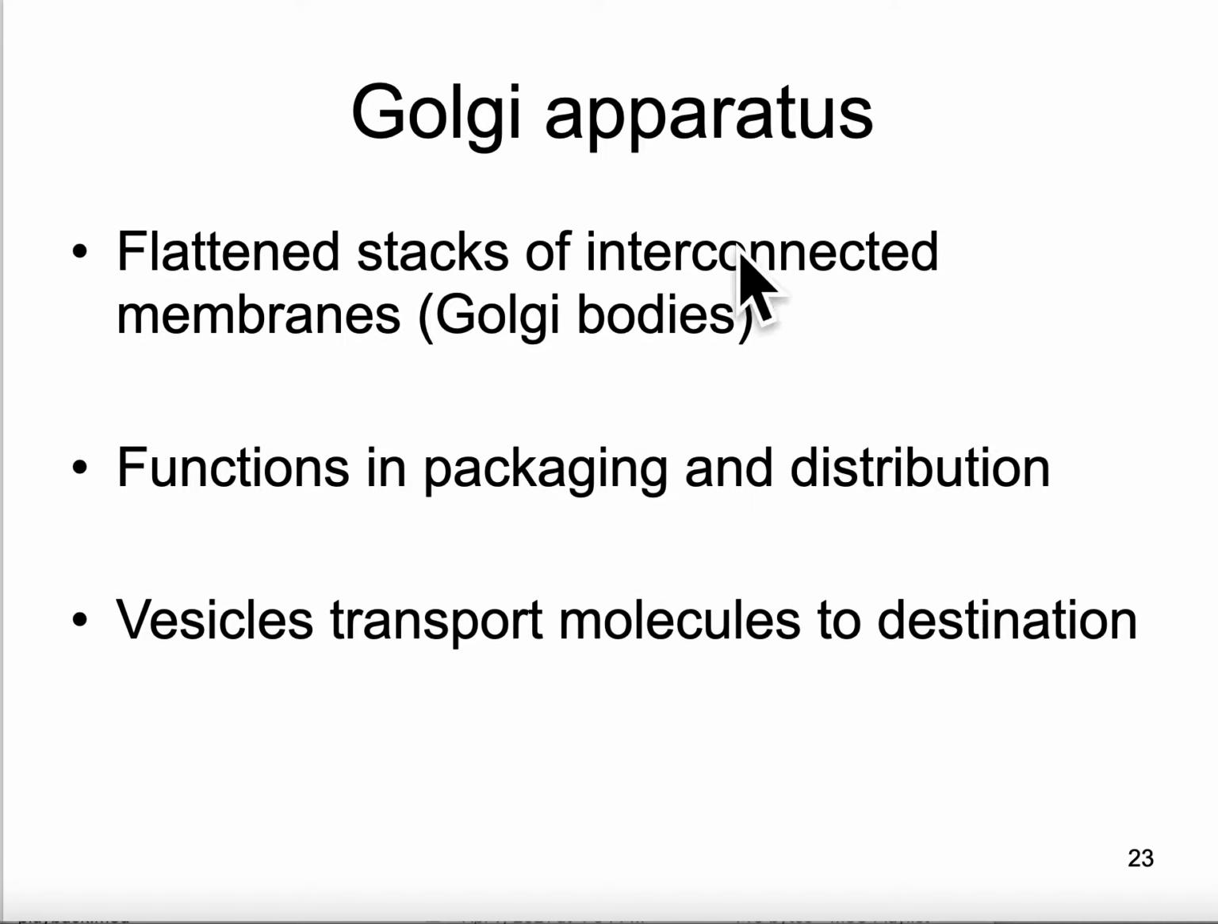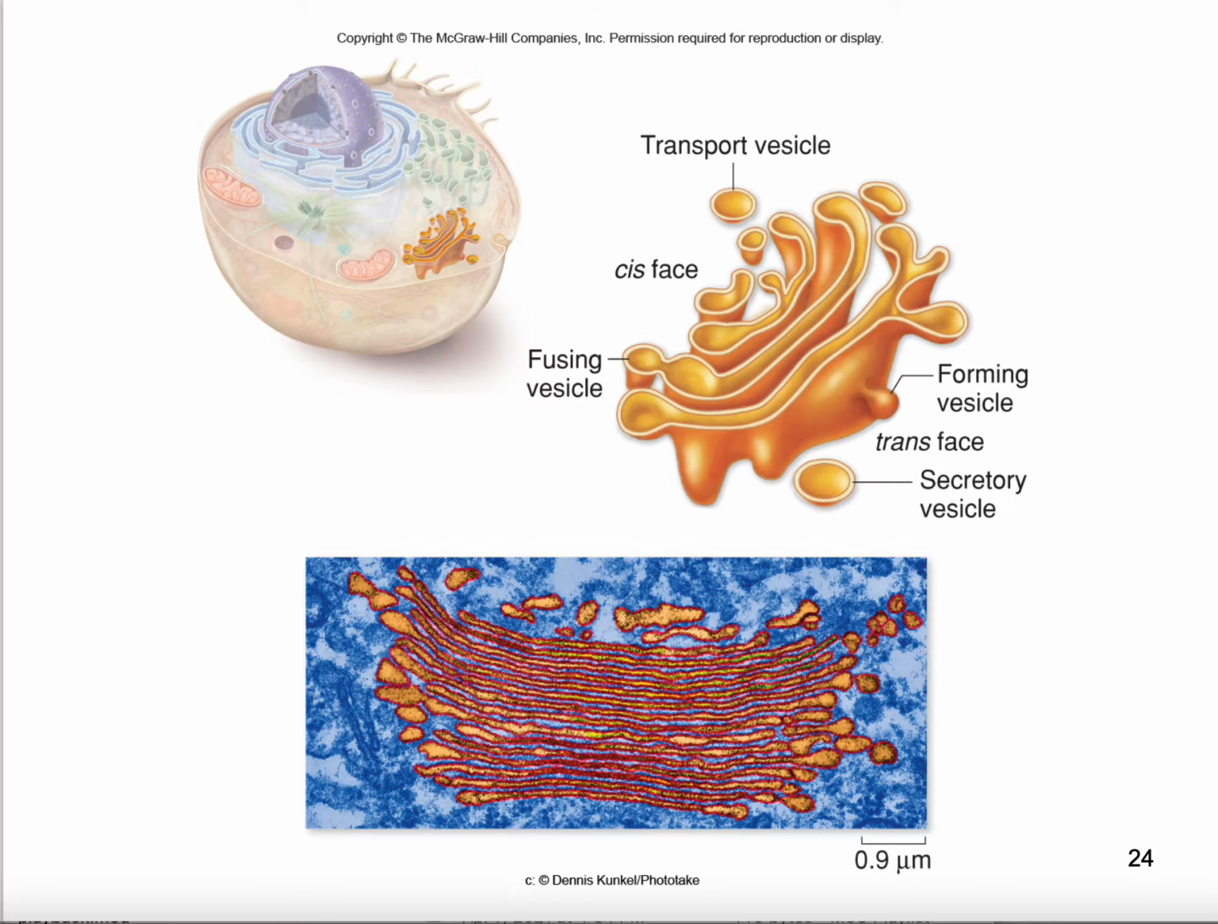The Golgi apparatus kind of looks like a stack of pita bread of various sizes. And those stacks are called Golgi bodies. I'm not going to ask you about the Golgi bodies, but you do need to know the general structure of Golgi apparatus. Okay? And let's look at what that looks like.